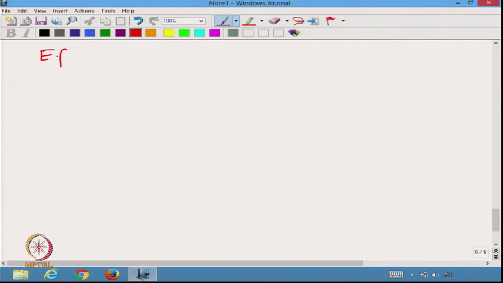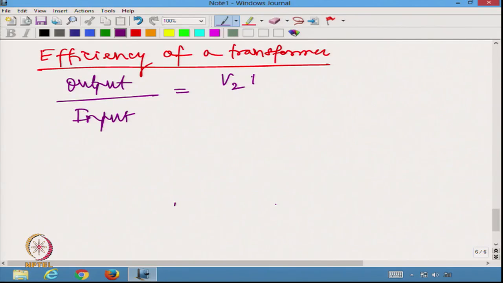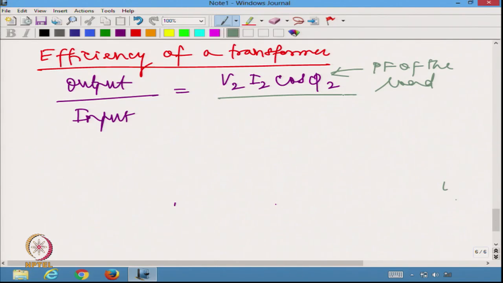Now, let us look at the efficiency of a transformer. The efficiency of a transformer is basically the output divided by the input. Output, let me write this as V2 I2 cos phi 2, where cos phi 2 is the power factor of the load, divided by, again, the output plus P_CU plus P iron. The iron losses and copper losses need to be added, so that makes up the input.